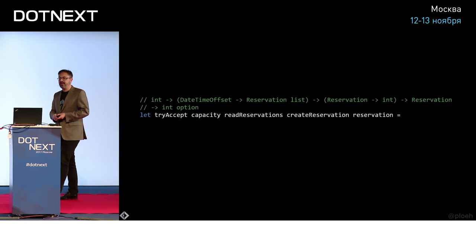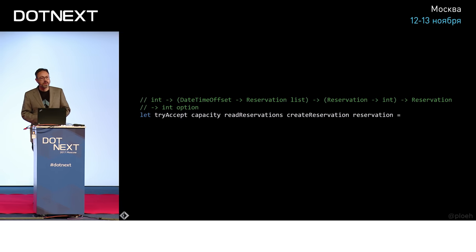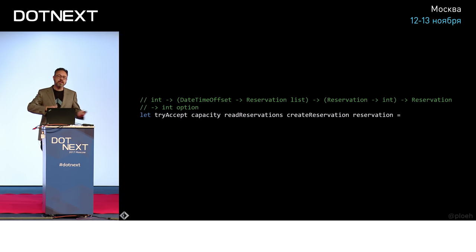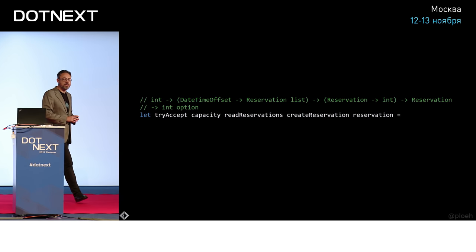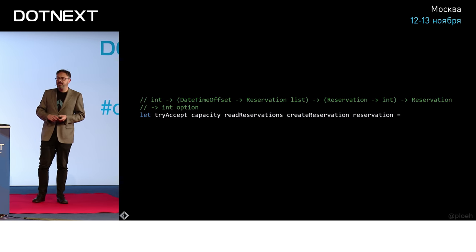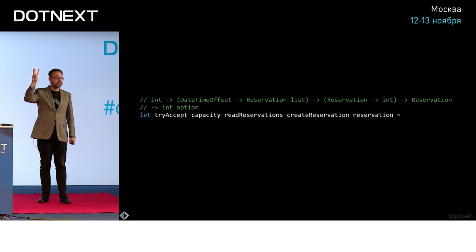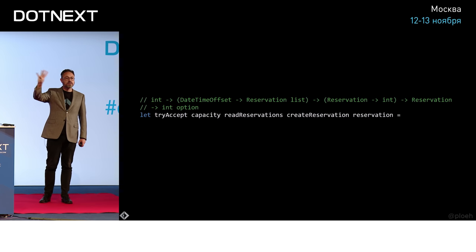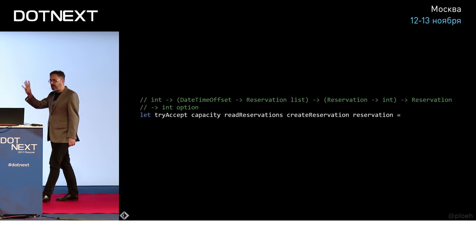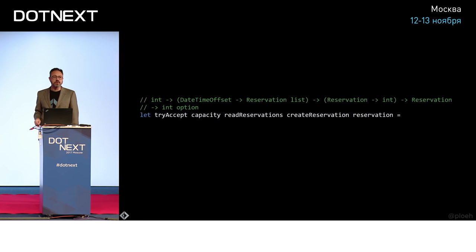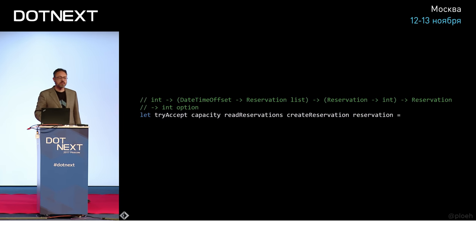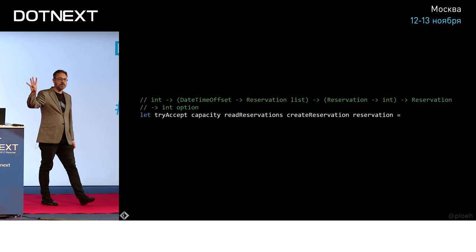If you look at the bottom line, it starts with let tryAccept. So tryAccept is the name of the function, and you can imagine that the function sits in a module called MaîtreD. So it's basically trying to do the same thing as the TryAccept method in the MaîtreD object. Then it says capacity, readReservations, createReservation, and reservation. So there are four words there, and those are just arguments to the function. In F#, we don't use brackets around method arguments or commas in between them. We just use space, and that's all fine. So this is a function that takes four arguments.